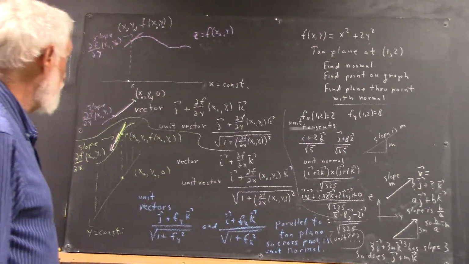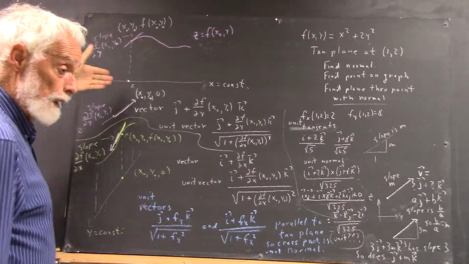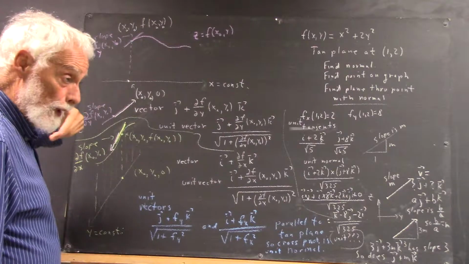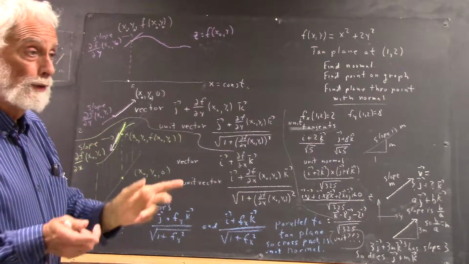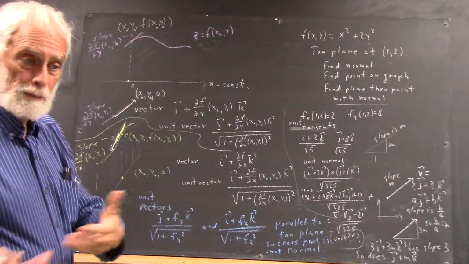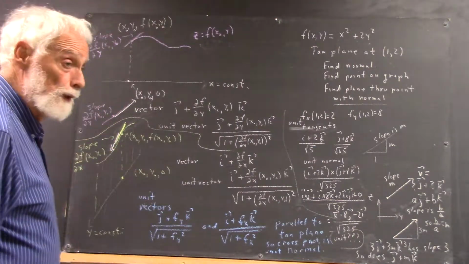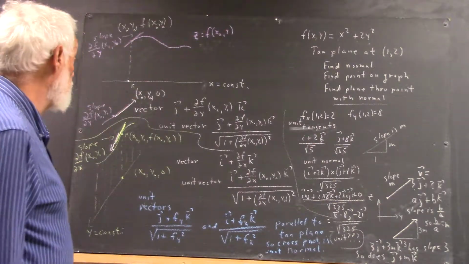Now we're going to do the same thing holding y equals constant. We're going to get a plane coming out this way, and we're going to have some curve in that plane, and we're going to get another vector, and those vectors will both be parallel to the plane, so the cross product, being at right angles to both vectors, will be normal to the plane. So we're going to get our normal vector. We've got our point. If we've got a point and the normal vector, we easily get our plane.